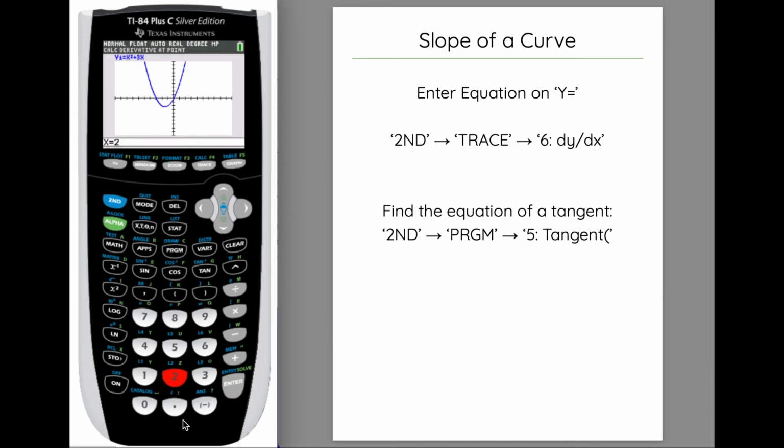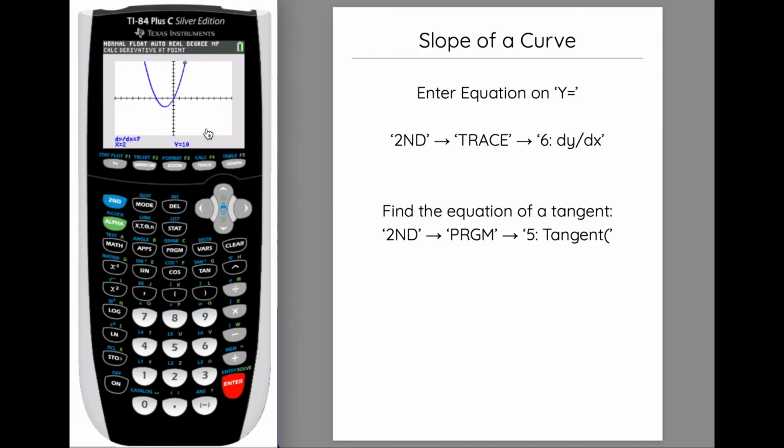I hit the number 2, hit enter, and as you can see, it tells me dy by dx at x equals 2 is 7. So it's telling me the slope of the parabola at this point is positive 7. And so that's like the rate of change at that time. So that's one way to do this without taking the derivative.